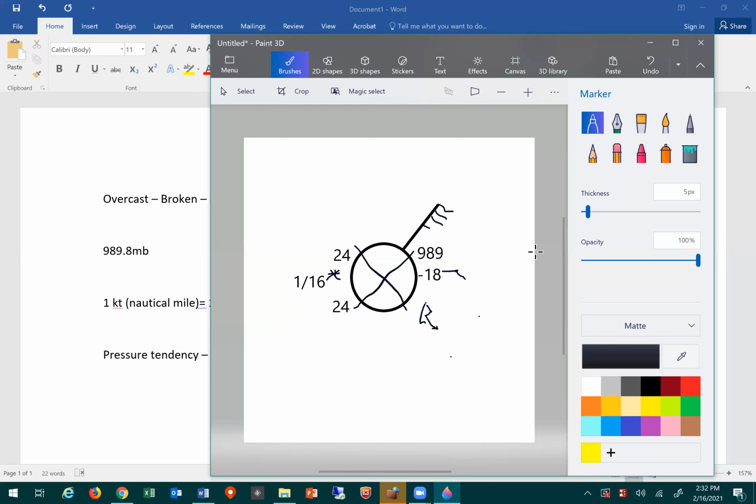What is the pressure? 998 millibars. Let's say that again. Would it be 998.9 millibars? 998.9 millibars. What's the tendency? Negative tendency. How much did the pressure go down? By 1.8 millibars. And then it was steady, and then it started to decrease. So that would be a station up.